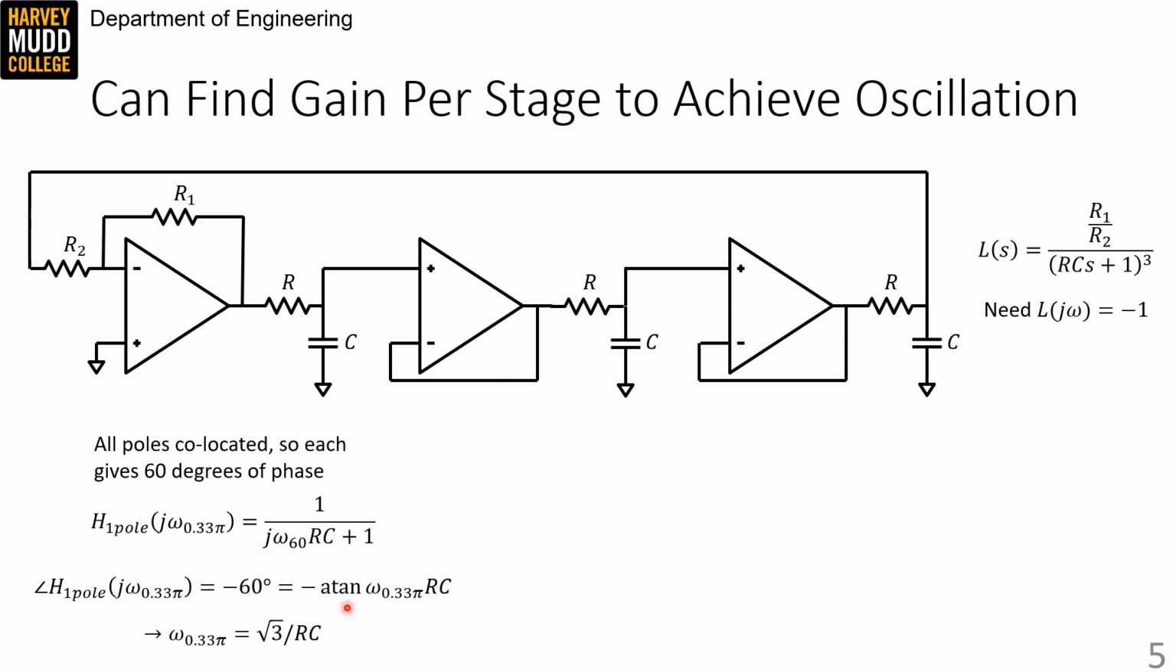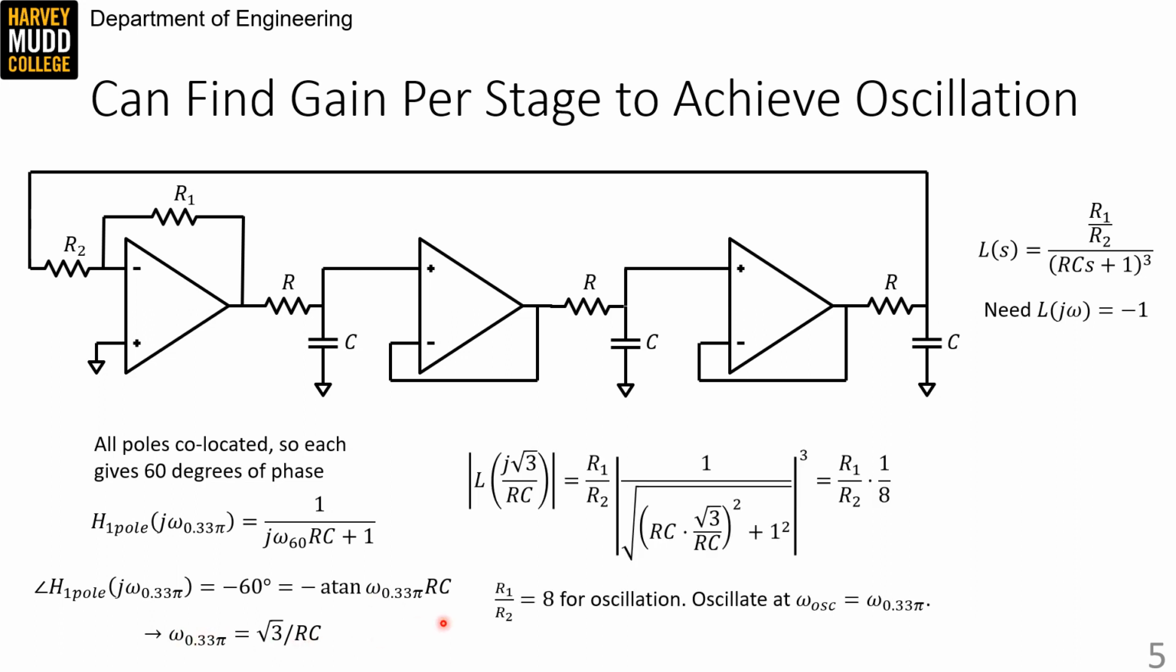So the inverse tangent equals 60 degrees when the argument here is radical 3, and you can remember that by digging deep and going back to a 30, 60, 90 triangle. So we know that our omega pi over 3 has to be equal to root 3 over RC. We can take the magnitude of our loop gain at that frequency in order to figure out what gain we need to set it to 1.